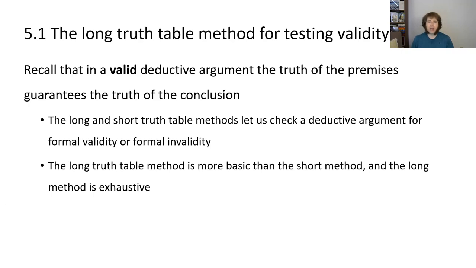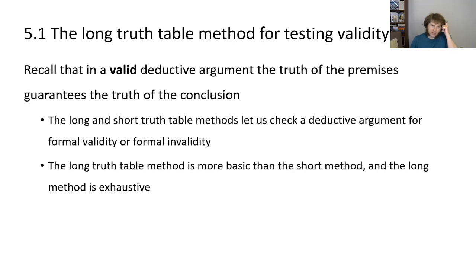Now, the short truth table method is quicker. We don't have to do as much work to see if an argument is valid or invalid. But to be able to use the short method, you really have to understand how the long method works so you know what you're trying to do. And one disadvantage with the short method is that it's a little bit easier to make mistakes.